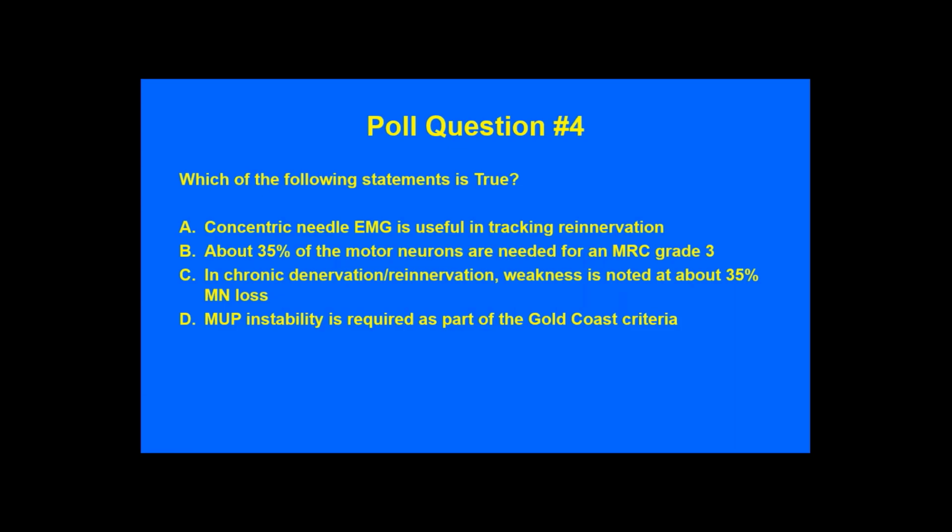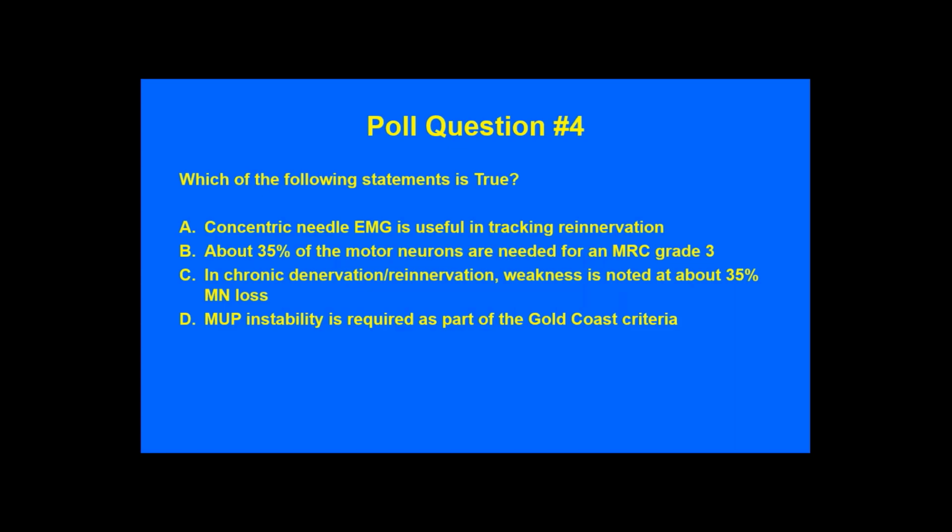Which of the following statements is true? Concentric needle EMG is useful in tracking reinnervation. About 35% of the motor neurons are needed for an MRC grade of 3. In chronic denervation, reinnervation, weakness is noted at about 35% of motor neuron loss. MUP instability is required as part of the Gold Coast criteria.